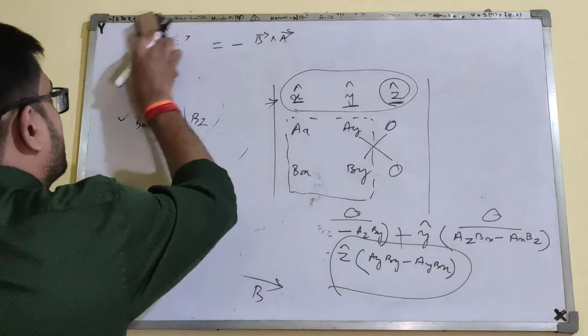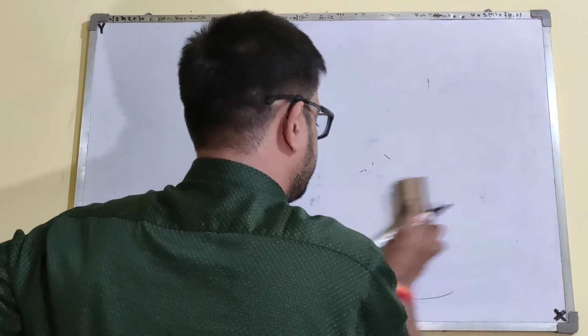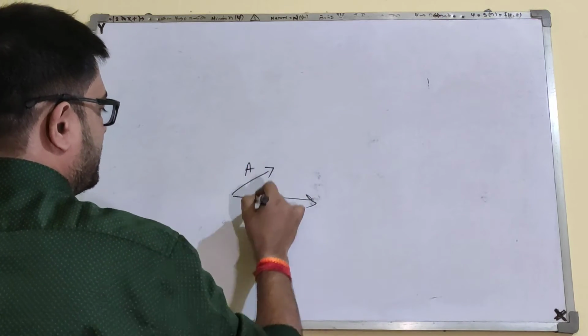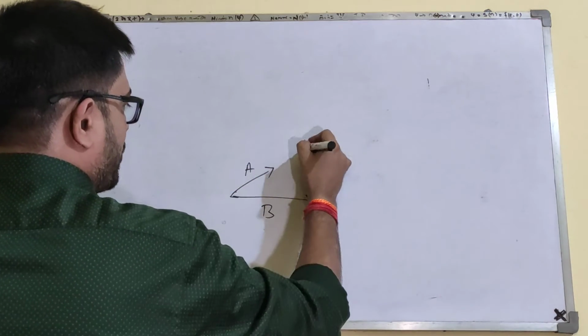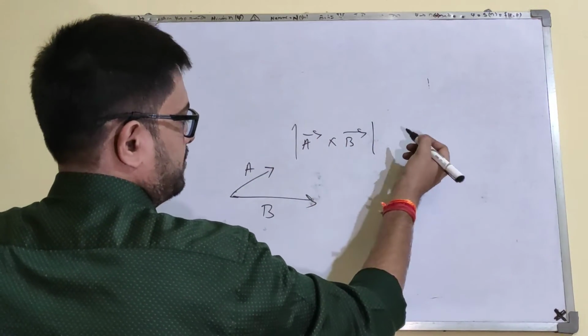Okay, so there is one thing we have now understood, and we are going to apply this to curl: that if there are two vectors A and B, for the cross product to be non-zero, whether positive or negative, we don't care.